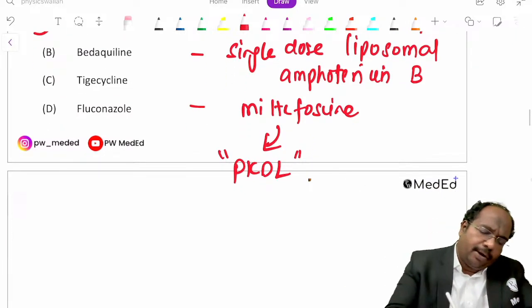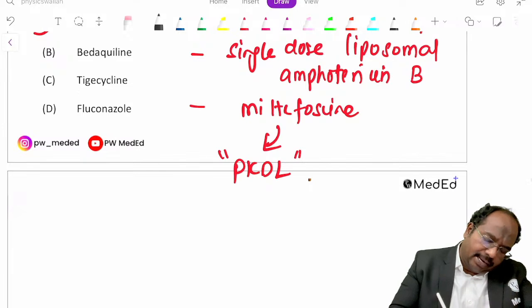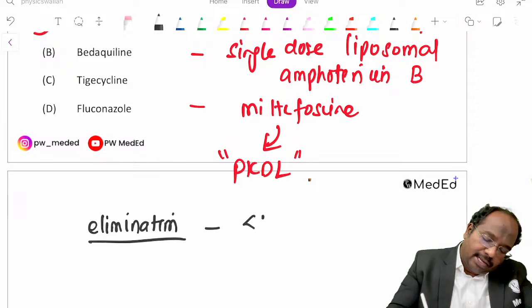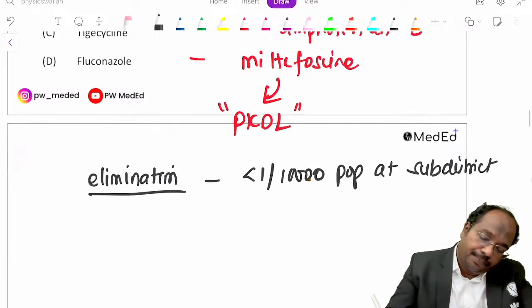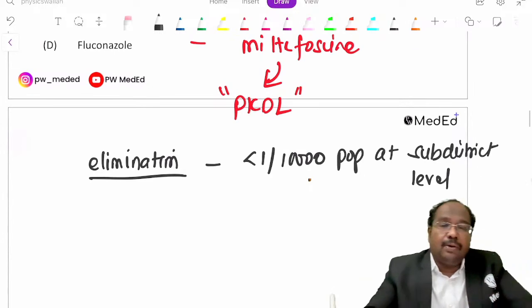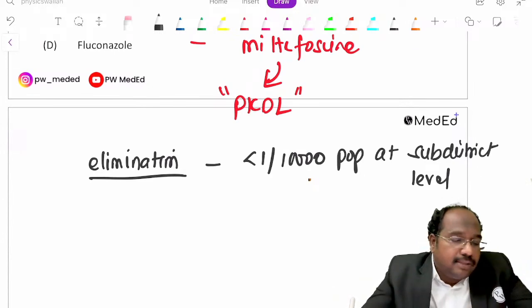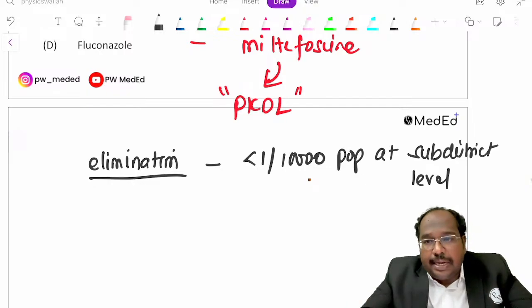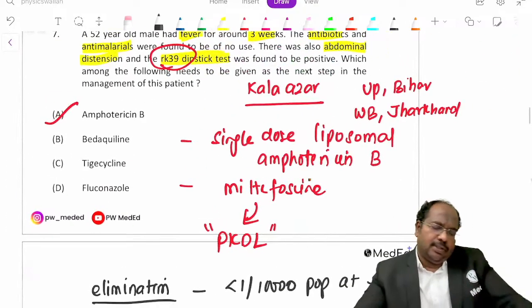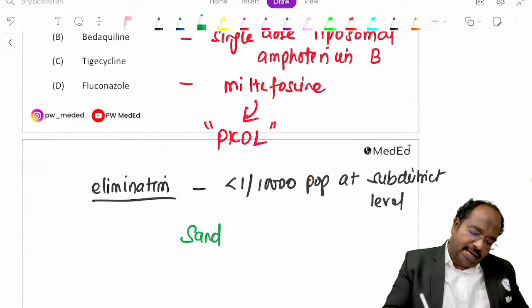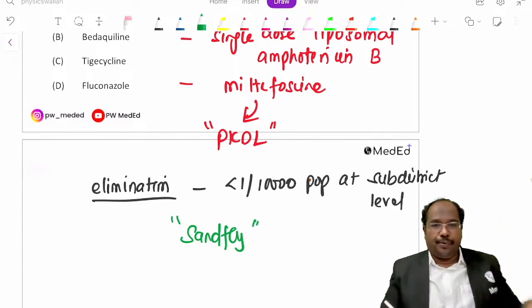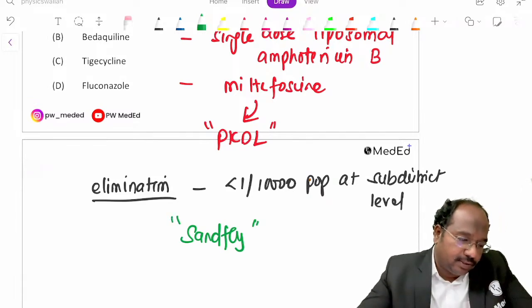The additional point here is that we want to eliminate Kala Azar. Elimination is less than 1 case per 10,000 population at sub-district level. This is the criteria for elimination of Kala Azar in India. Fine, so these are the points. What is the vector for this? That you all know. The vector is sandfly. We'll go to the next question.